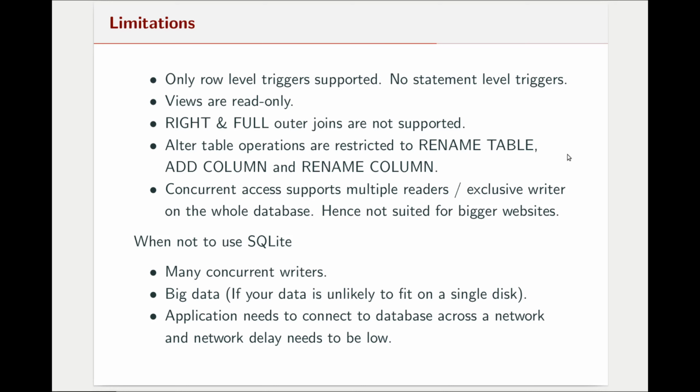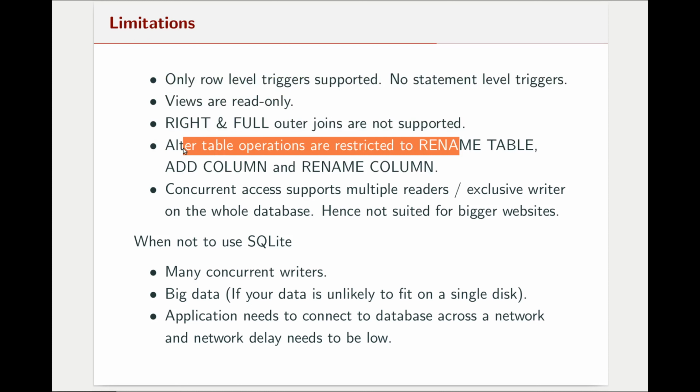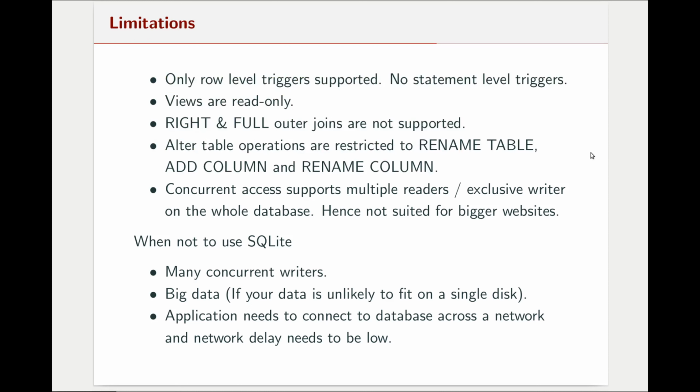Alter table operations are restricted to renaming a table, adding a column, and renaming a column. So if you're reading this right, you cannot remove a column. You have to go through an upgrade path wherein you back up your data or basically create a new table without the columns that you want in place, and then swap the tables out. That is, remove the original table and then rename the new table.